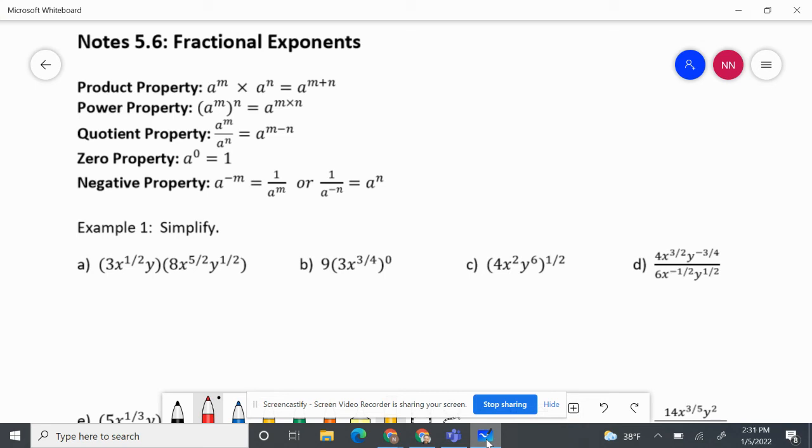What we're going to do is look at fractional exponents. We're going to be using the rules of exponents. So the first rule of exponents is the product property. This is when we multiply, we add the exponents.